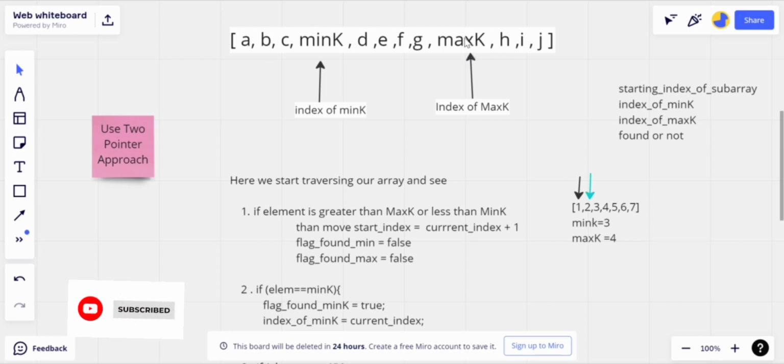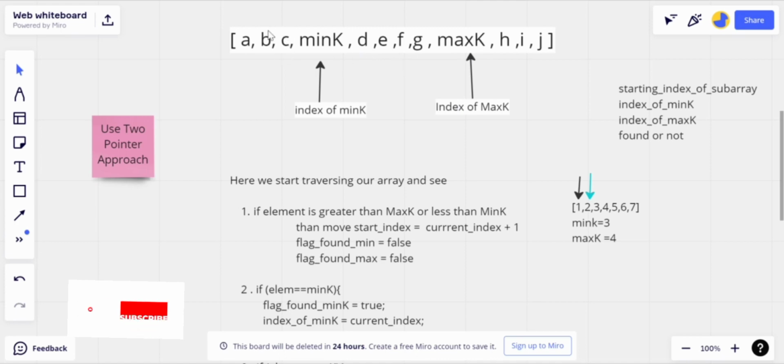Now you have to find how many subarrays are possible within this range, because you can start from a also. So the first subarray will be from min k to max k, then the second will be from c to max k, and the third will be from b to max k, and the final subarray will be from a to max k.